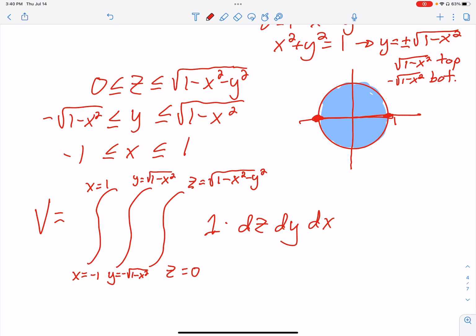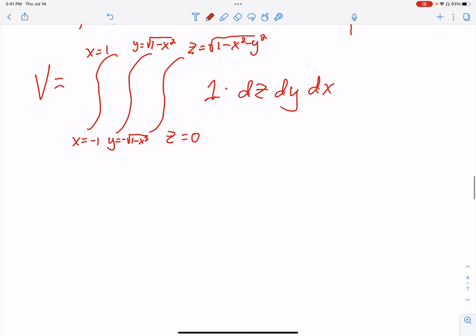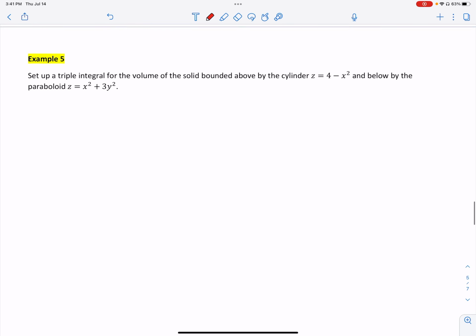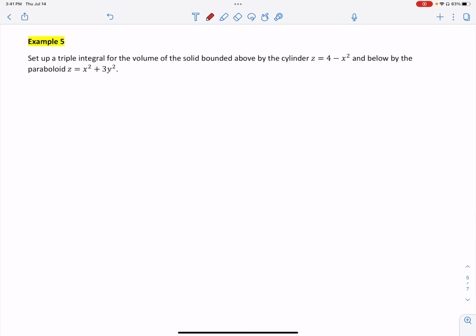I got one more setup problem. All right. This one's not as straightforward. It looks straightforward. Set up a triple integral for the volume of the solid bounded by the cylinder above. Okay, so these rules here above. All right, so bounded above by, so that this thing is above, and then below tells me this thing is below. Okay. First thing I want to snag is I want to know when they intercept each other.